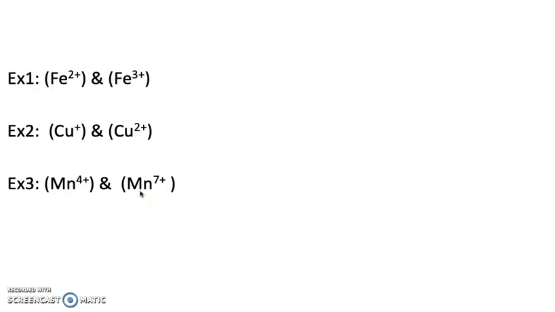Okay, so let's look here. So we have iron, copper, and manganese. Iron has the ability to lose 2 different amounts of electrons at 2 different times.